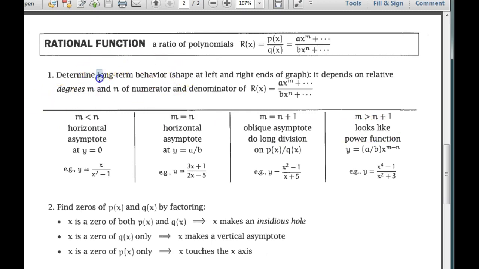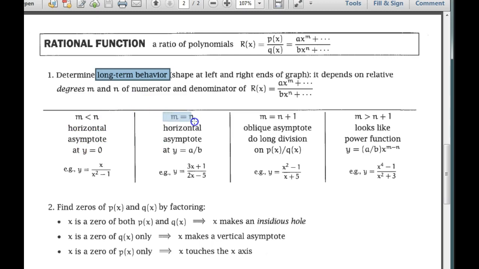And the first thing it says to do is to determine the long-term behavior, that's another word for horizontal asymptote if you have one, or an oblique asymptote if you have one of those, or maybe you have neither one, but most of ours have one or the other. And so we look to see which of the four possibilities we have here.